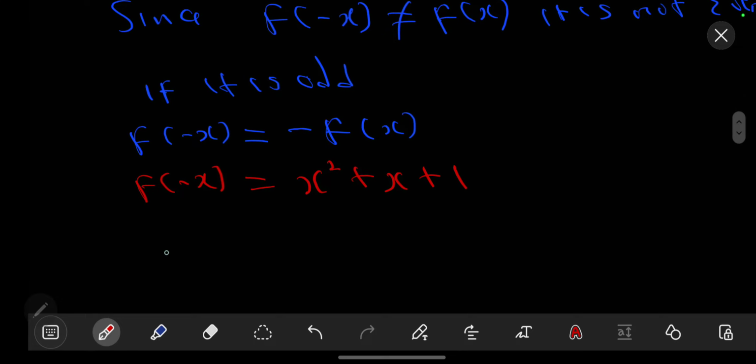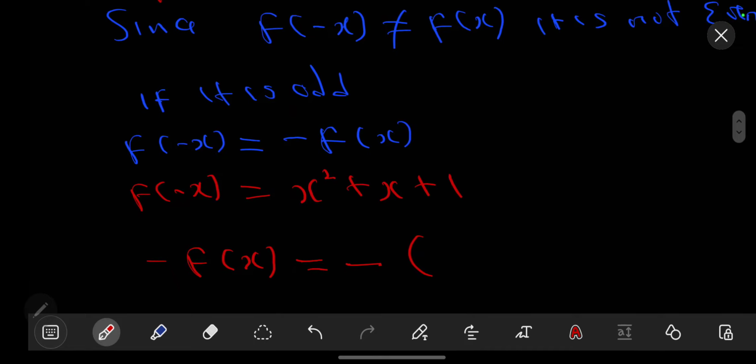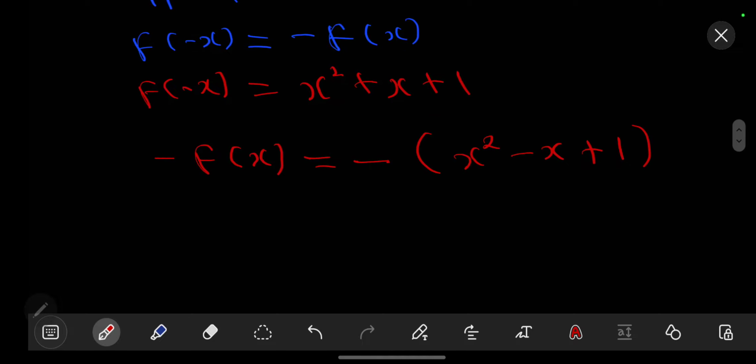So now, all we need to find is negative f of x. So how do you find this one? Remember what we were doing? You just attach a negative, then open brackets, you write what your f of x is equal to. So if you remember your f of x, it was equal to x squared, then we have minus x, then plus 1. So if I multiply, I'm going to get a negative x squared, then I'll have plus x, then I'll have minus 1. Now, as you have seen, those two are different.